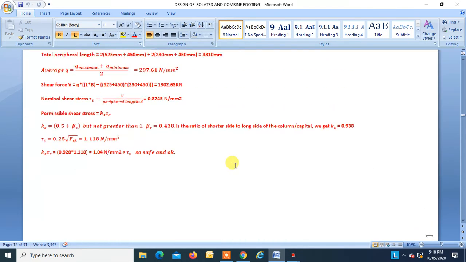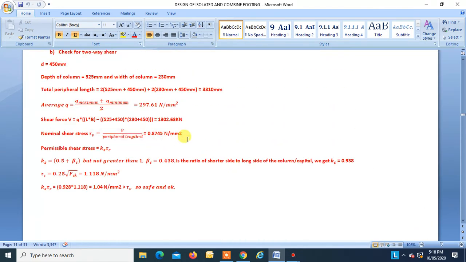So this is how we get this as 0.8745 Newton per mm square. Now the allowable shear stress in case of punching is Ks times tau c. Ks is equal to 0.5 plus beta c, where beta c is the ratio of the smaller side of the column to the longer side of the column. The smaller side is 230 mm, the longer side is 525 mm. That is equal to 0.438. So 0.5 plus 0.438 is 0.928.